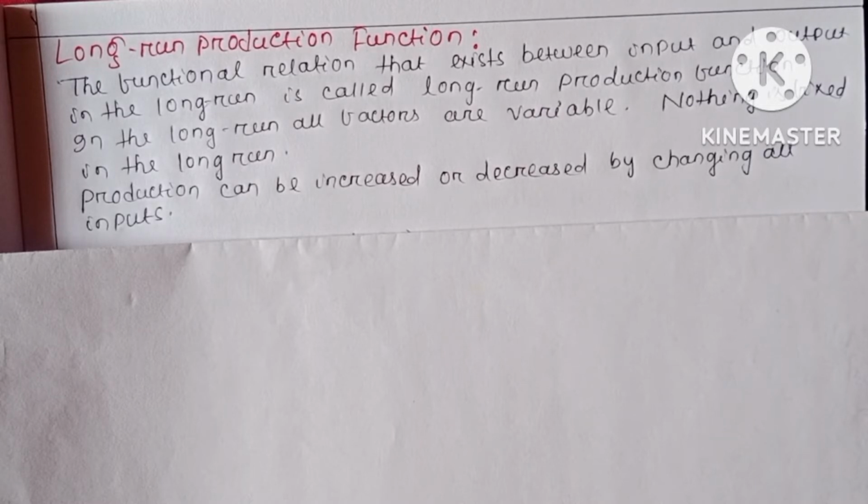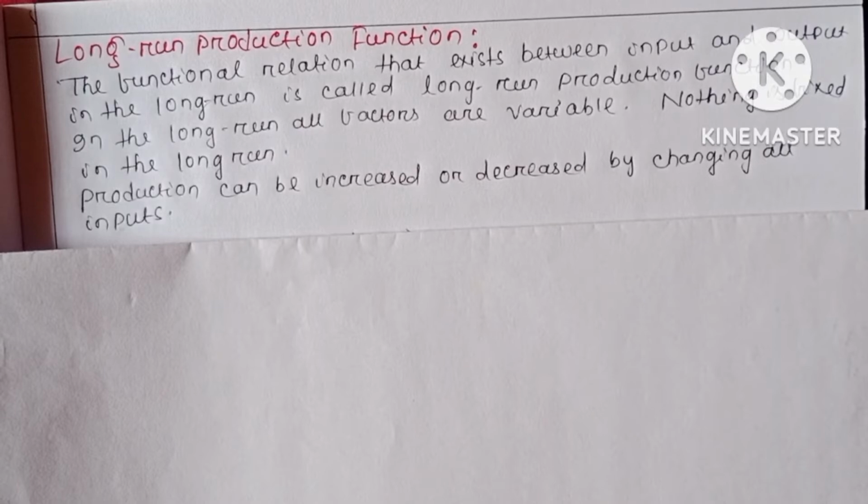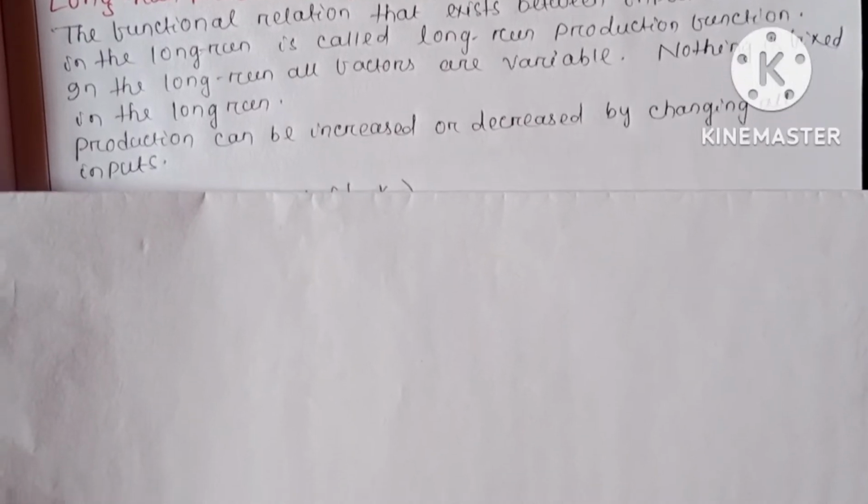The functional or technical relationship that exists in the short run between physical input and output is the short run production function. Next, production can be increased or decreased by changing all inputs in the long run. As we have already discussed, nothing is fixed in the long run, all are variable.